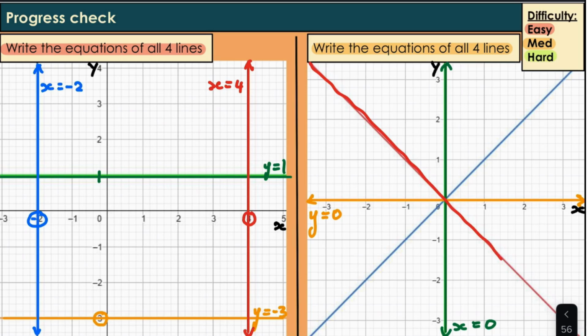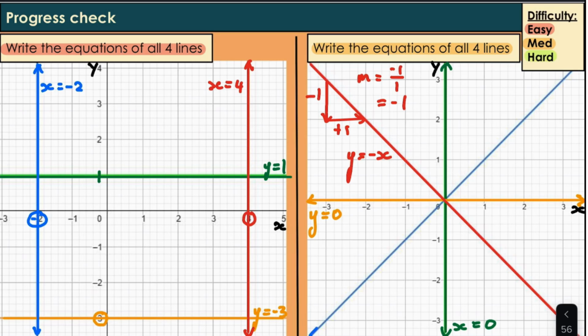Our red line, what is the equation of that? So looking at the gradient of our red line, we go down 1 and across 1. So the rise is -1, it's a fall, and the run is +1. That means our slope is -1 divided by +1, which is -1. We go through the origin, our y-intercept is 0. That means our equation of our red line is y equals -x. If you said -1x, that's also okay.